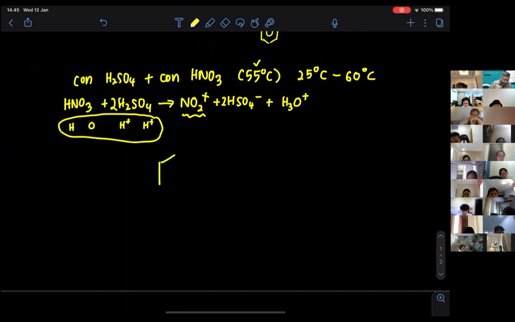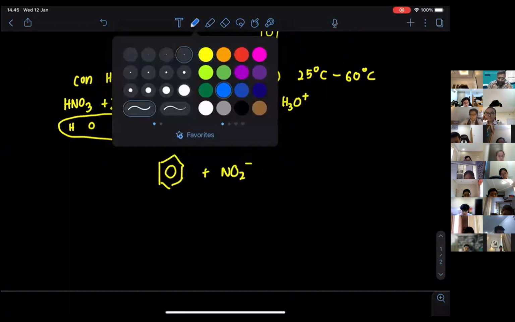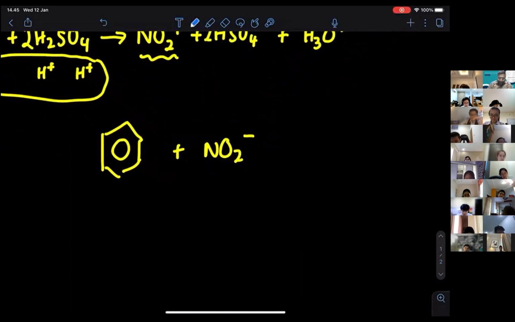Where you have the benzene, and then you have the electrophile. We know that the electrophile will attack the benzene ring. But be careful when you show the curly arrow. The arrow must be from the benzene ring to NO2.